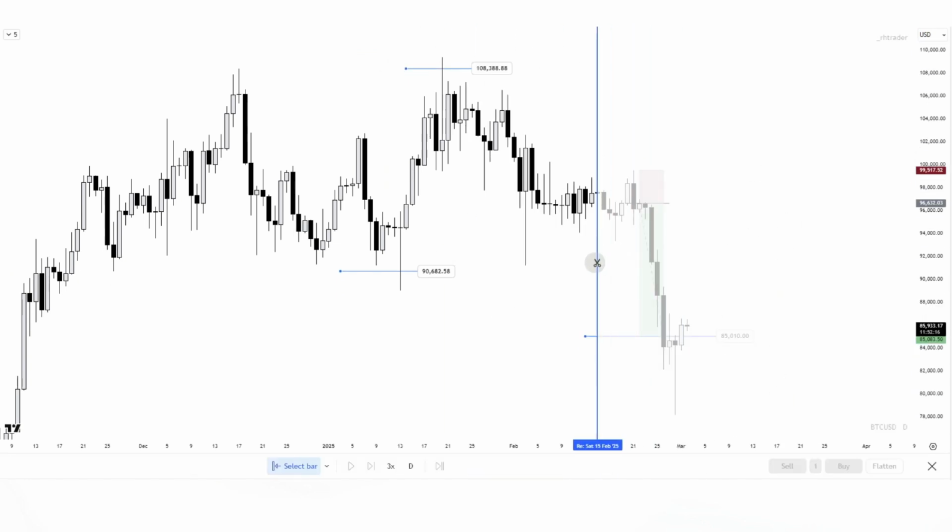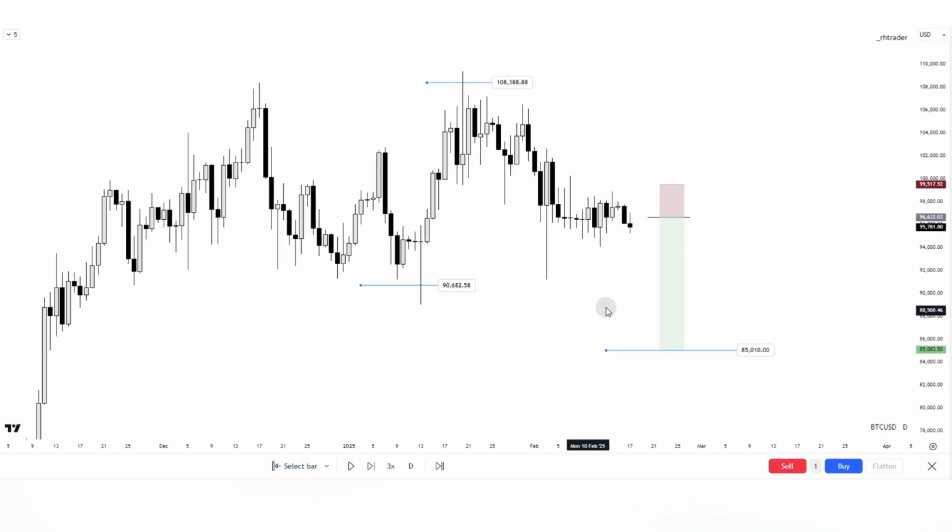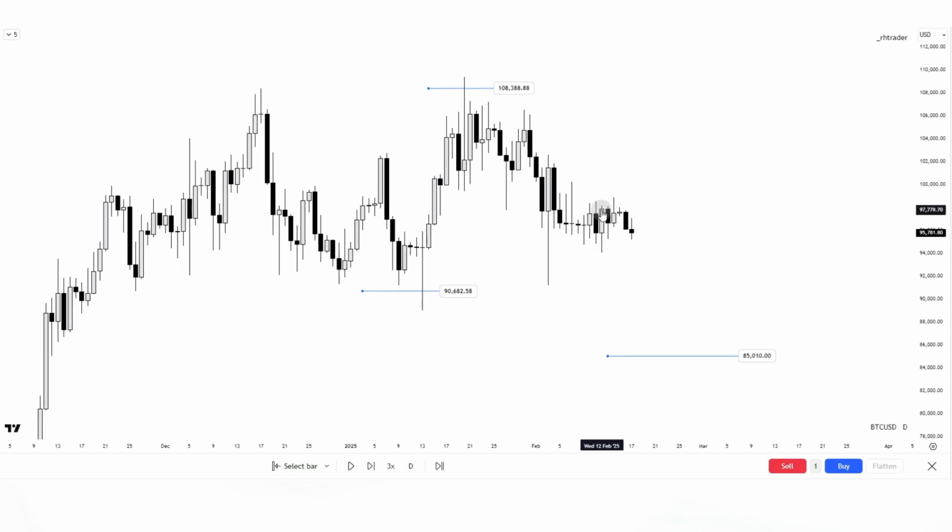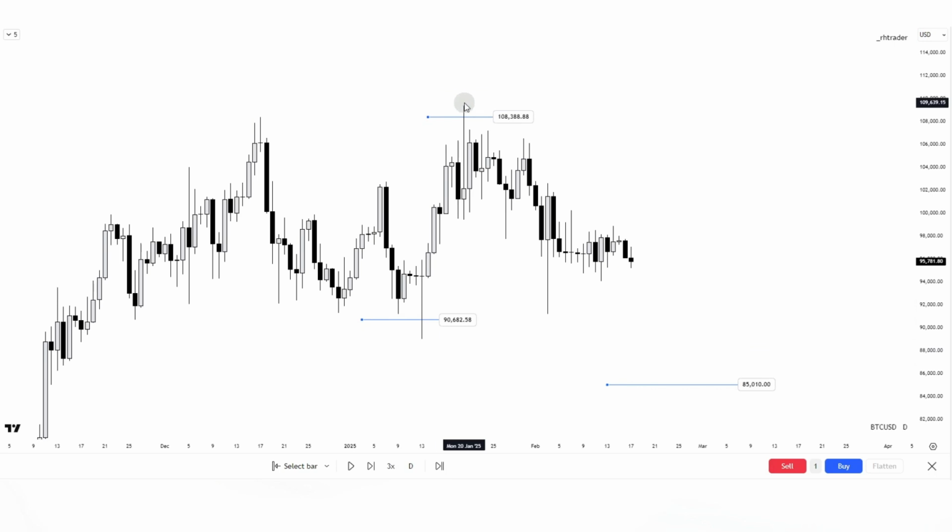So I'll just turn on the replay button right here. So once price was consolidating here, after taking out the sell side here and the buy side liquidity here, we can expect price to follow the higher time frame draw, which was the monthly draw for this trade.